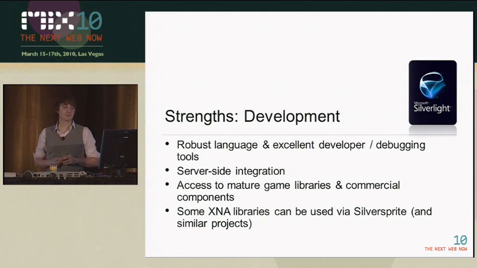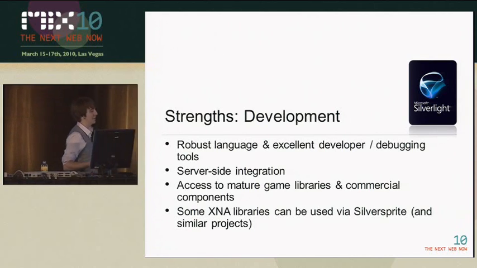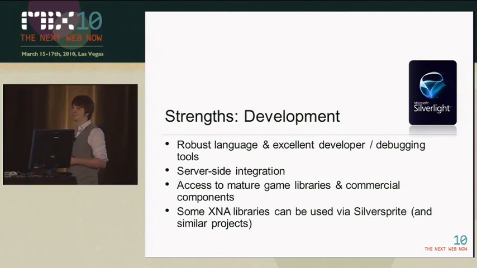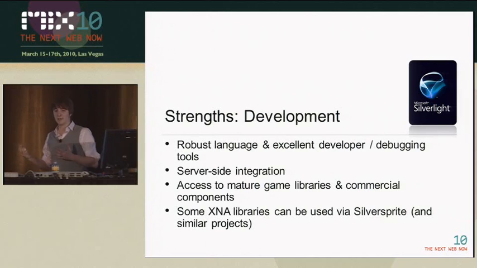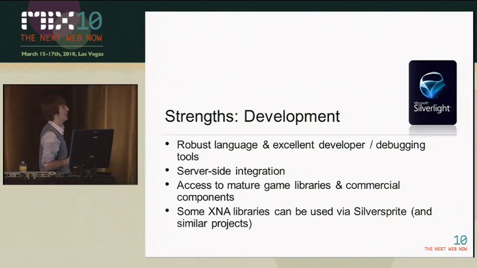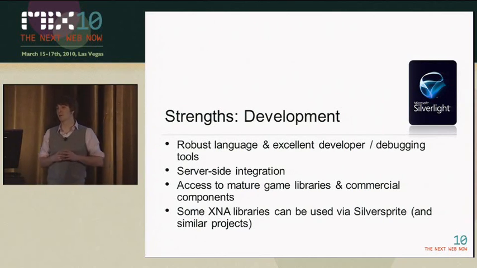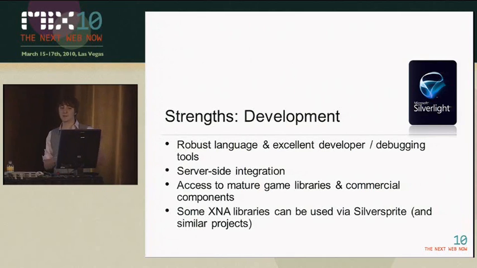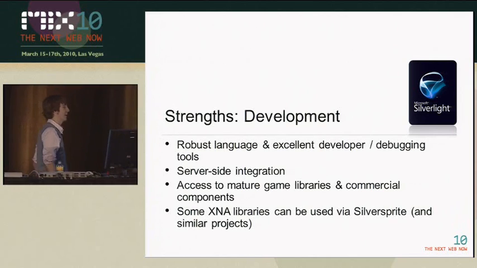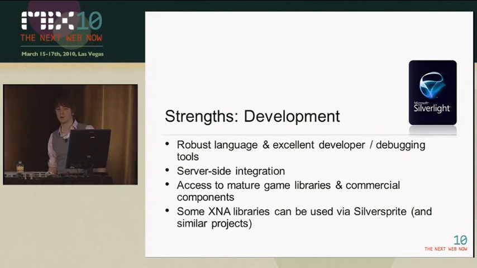Silverlight's big strengths: great development environment, great tools for debugging. It's awesome that you can write C# everywhere you go, right? You can write C# on the server. You can write it for the client. There are some really good game libraries out there, although they don't tend to be Silverlight specific, but you can leverage a lot of that stuff into your Silverlight code, a lot of commercial components. And you can use some of the stuff out of XNA, as I mentioned before, using Silversprite. So you can take advantage of some of the physics libraries that exist in XNA in your Silverlight projects.